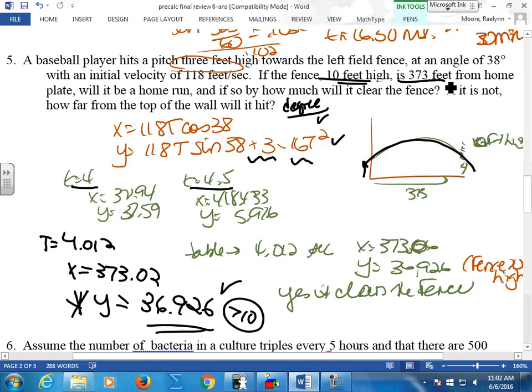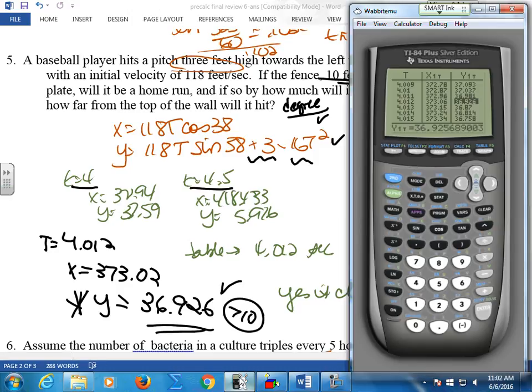But he also has to have his ball high enough so that it goes over the fence, right? If it hits the fence, he doesn't get a home run. So this is key. We want to know when this says 373, how high is this fence? His ball needs to clear this. I want to know, will he clear a 10-foot fence? How high is his ball right now? So when we trace this, we're tracing this X value right here. His ball is coming this way, going up and coming down to make a home run.